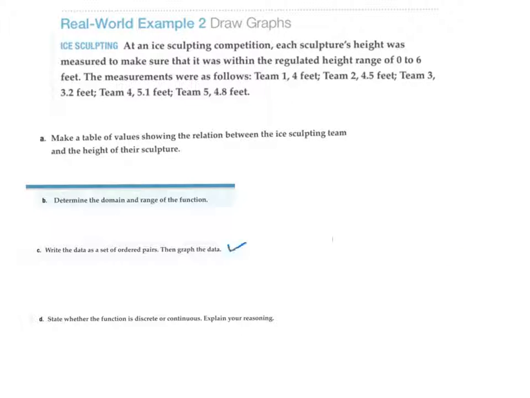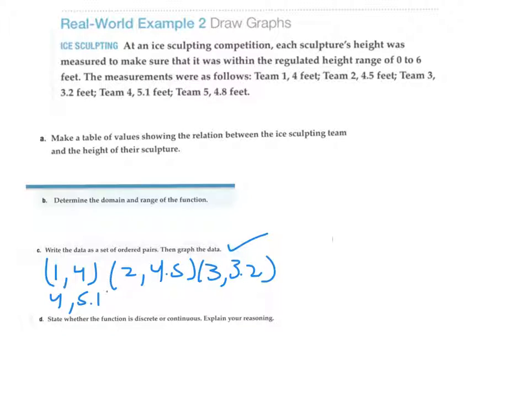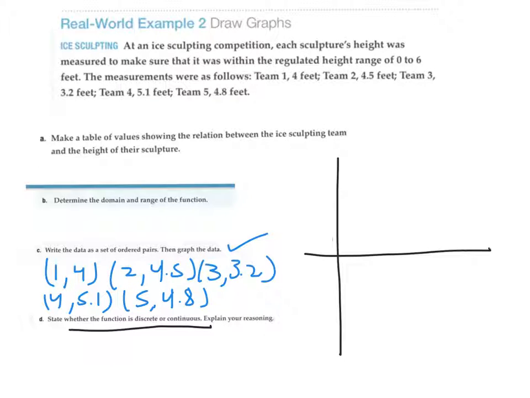The next thing is ordered pairs. Ordered pairs is putting our x value with our y value. So we have these as our ordered pairs. And now the next thing is we're going to see if it's discrete or continuous. To do that, we need to graph it. So I'm going to graph this.